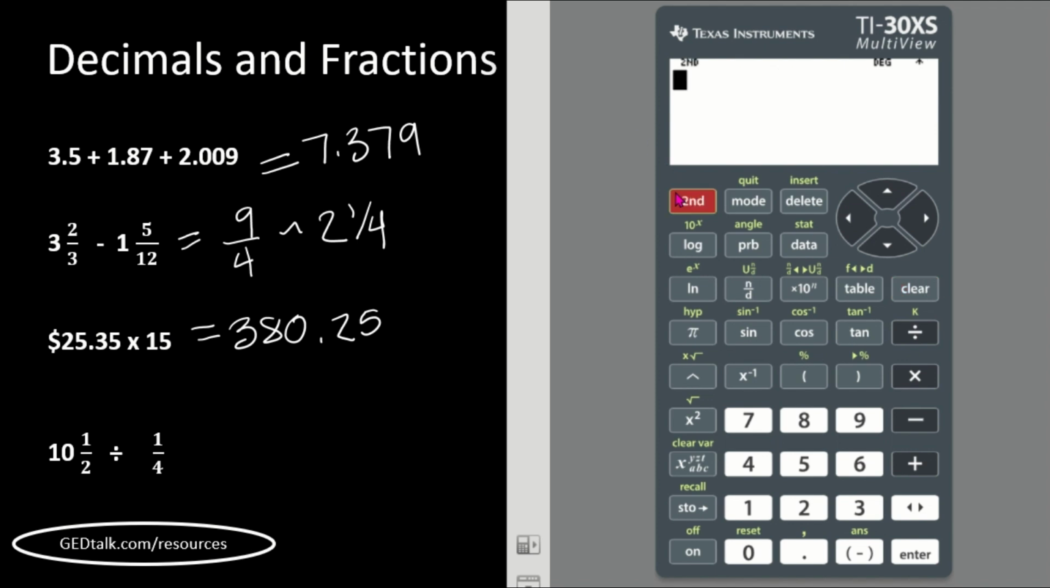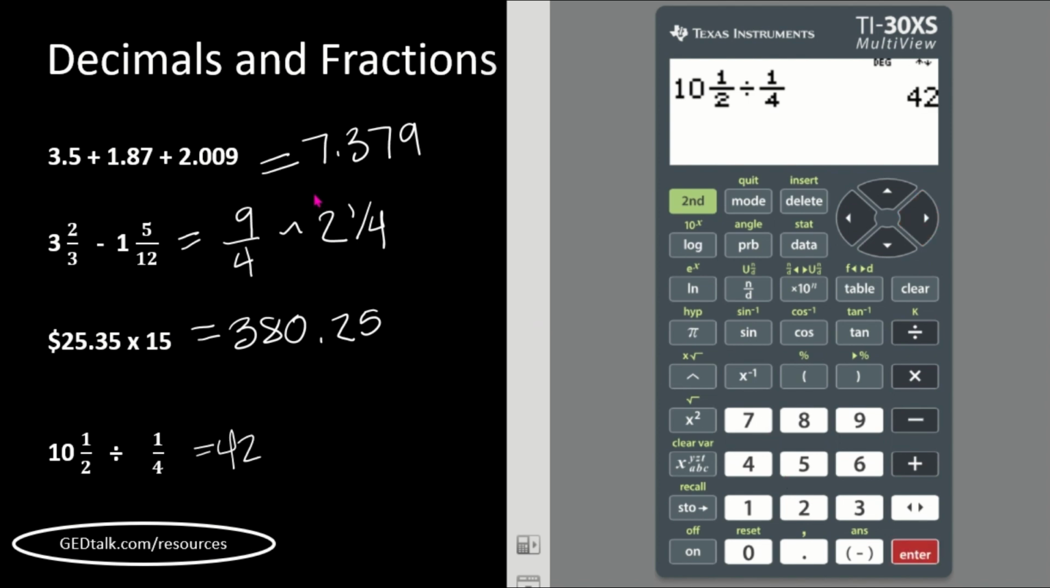And one more problem we are going to tackle is a fraction. So I'm going to do second, and then I'm going to hit that fraction key. I want the second function because my first number is a mixed number. I'm going to do 10, right arrow, 1, down arrow, 2, right arrow again to get out of there. And I'm going to hit the divide key, and then I'm going to hit the fraction key, and I'm going to type 1, down arrow, 4, right arrow, and then I'll hit enter, and I get 42.